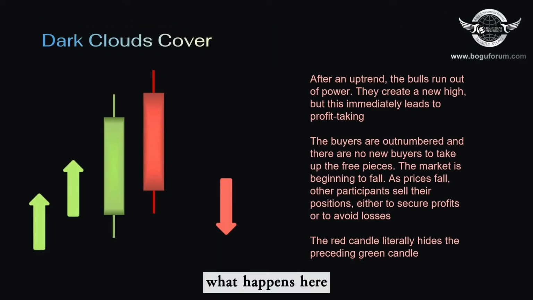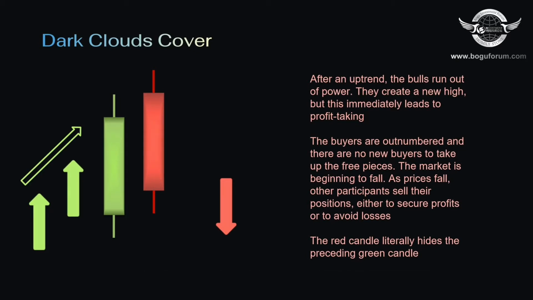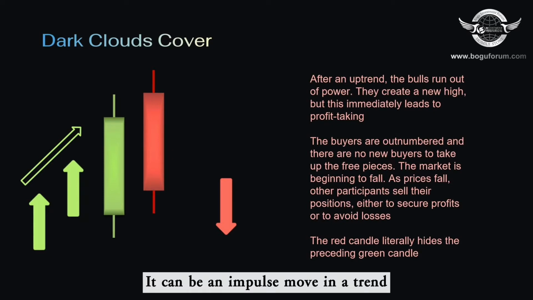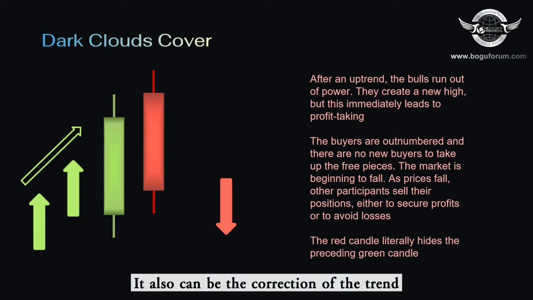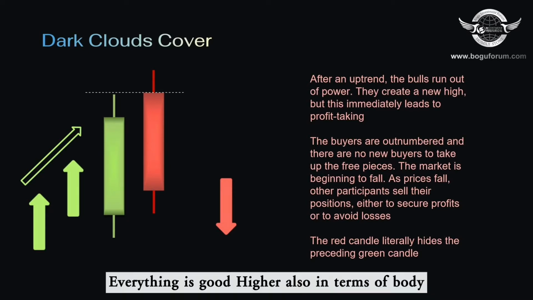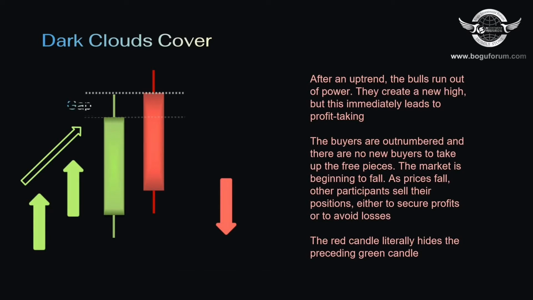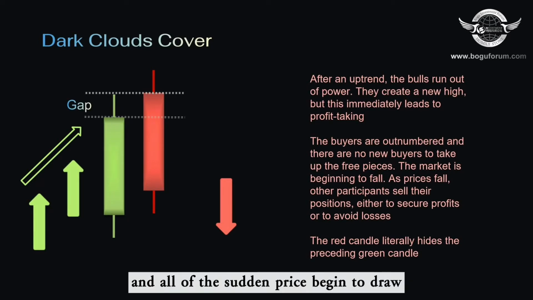What happens here? First of all, we need to have some kind of up move, right? It can be an impulse move in a trend. It can also be a correction of the trend. Then the previous move just ends, and you have a green candle. Everything is good. In terms of body, this is the ideal formation: you have a little gap here and a higher high, and all of a sudden, price begins to drop.